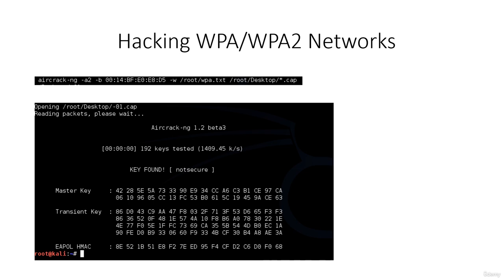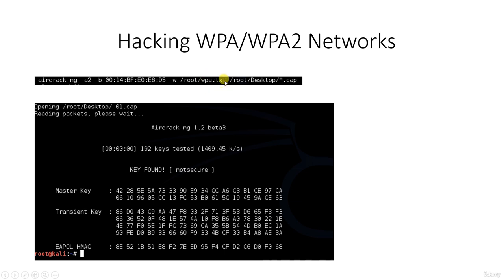Actually, it is the .cap one that's the important one. Now open a new terminal and type this command. So -a is the method that aircrack will use to crack the handshake, and 2 is the WPA method. -b stands for the BSSID. Replace this with, as I previously told you, your target router. So mine is this one. -w stands for word list. So replace the path. So this is the word list.